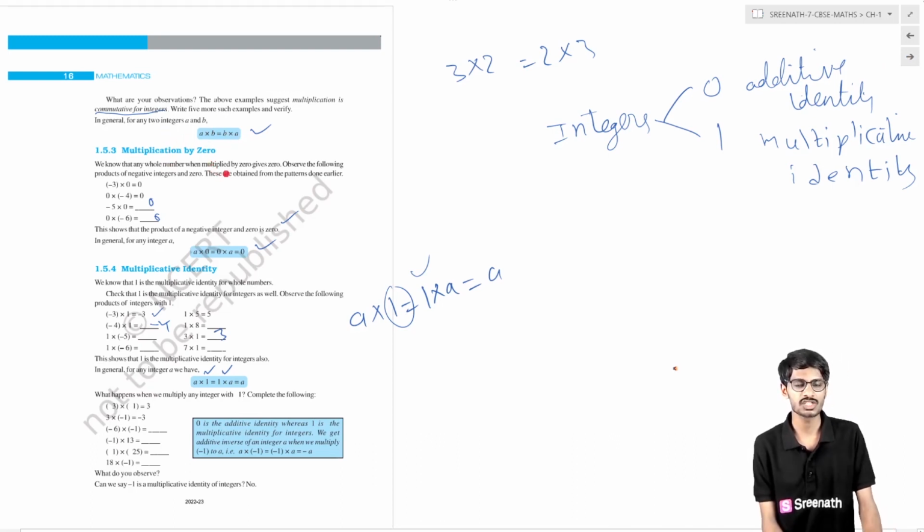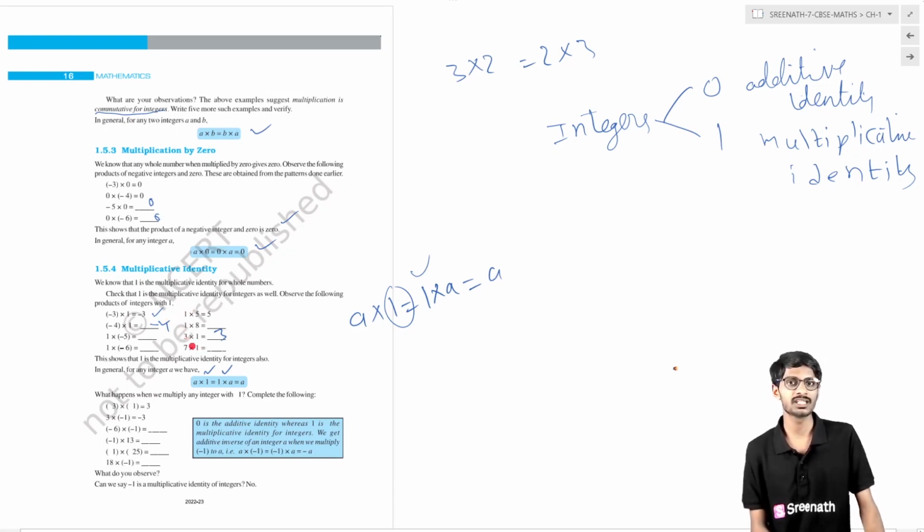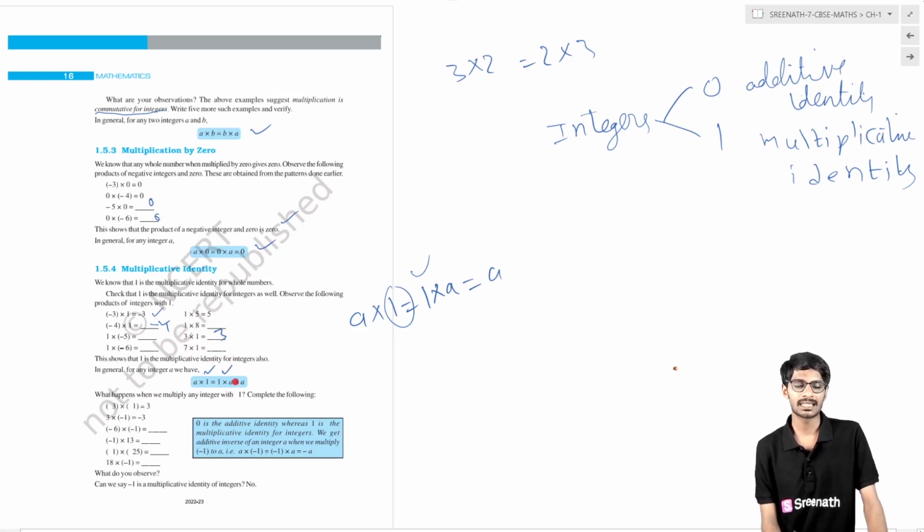Now, multiplication by 0. What happens when you multiply with 0? The answer is 0. What happens when you multiply with 1? You get the same integer. So we call 1 the multiplicative identity for integers, and 0 the additive identity for integers.